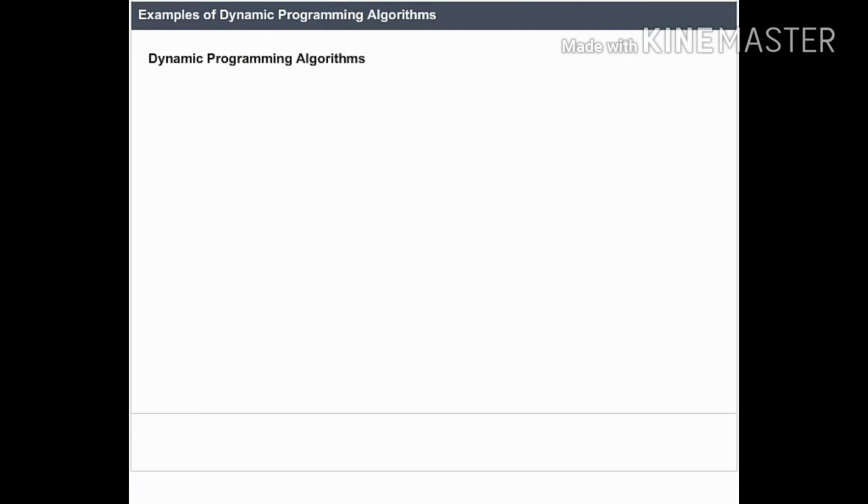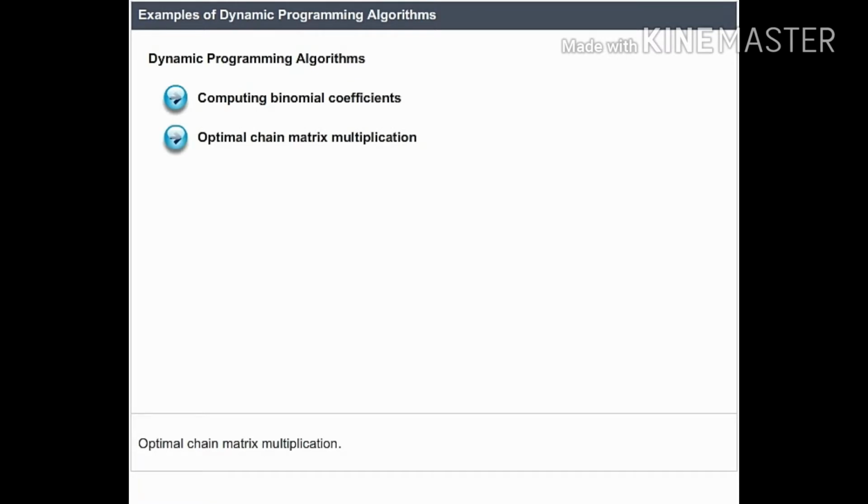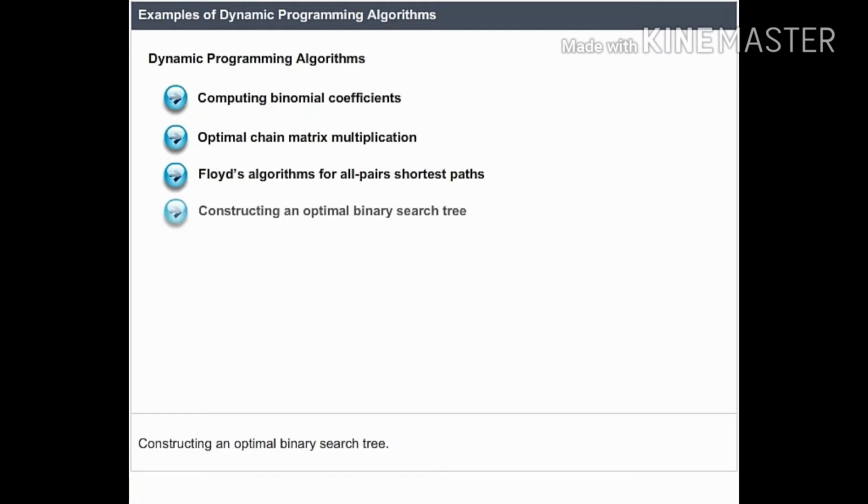Examples of dynamic programming algorithms. These are some of the dynamic programming algorithms: computing binomial coefficients, optimal chain matrix multiplication, Floyd's algorithm for all pairs shortest paths, constructing an optimal binary search tree, and some instances of difficult discrete optimization problems, such as traveling salesman and knapsack.